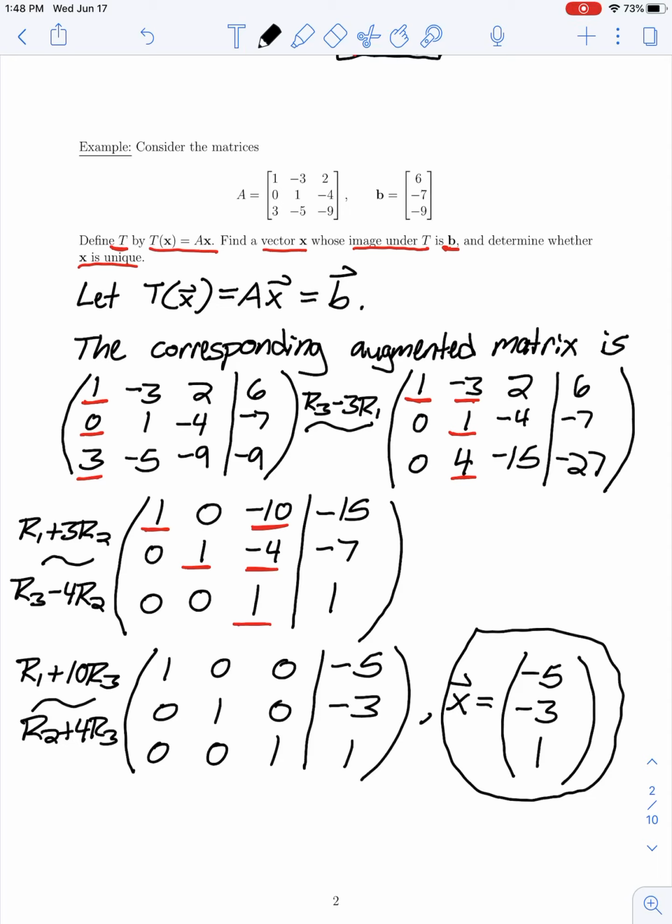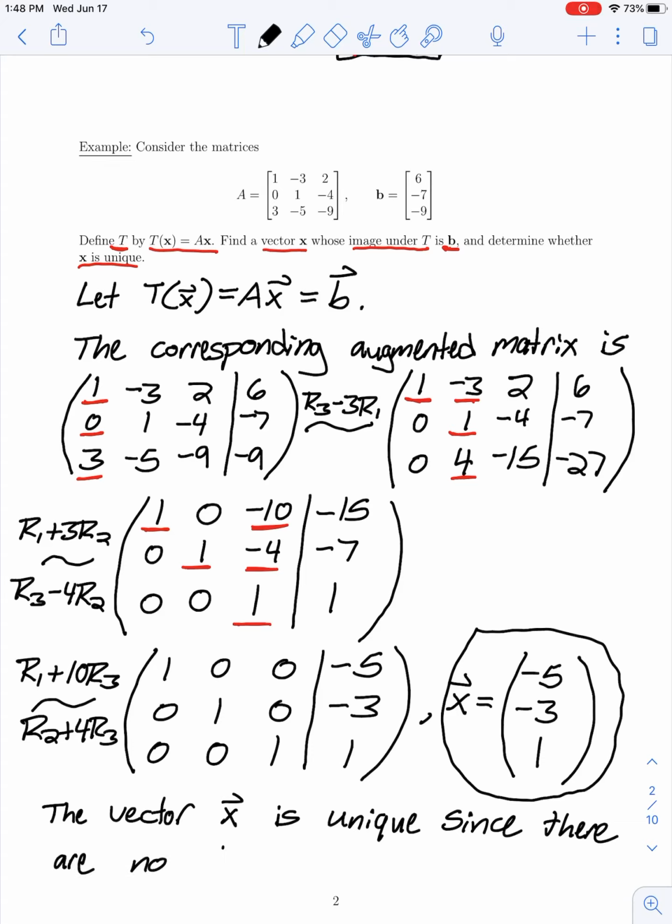And then the last part of this question asks if the vector x is unique. So is this the only solution, or are there multiple solutions? And through our row reduction, we found that there were no free variables. There was only one solution. In order to have multiple solutions, we would have to have a free variable. So we can say here the vector x is unique since there are no free variables.